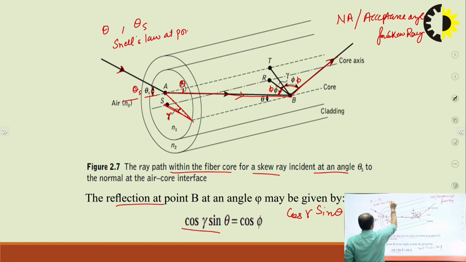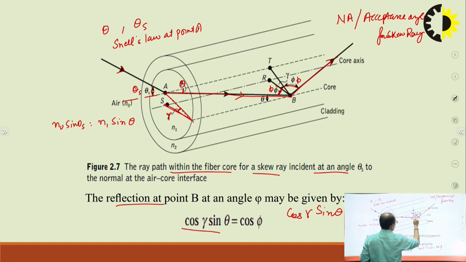If I use Snell's law at point A, A is what? A is the interface between the core and the air. If I say this is a fiber core, at point A the ray enters into the optical fiber. So this is the interface between the core and the air. Using Snell's law here, n naught into sin theta s will be equal to n1 into sin theta. Clear? And cos phi relates the incident angle and the reflected angle.